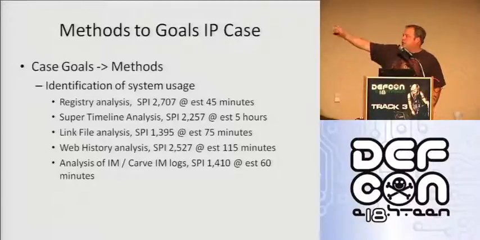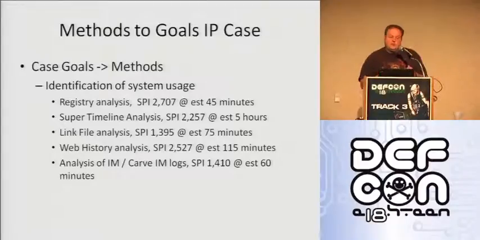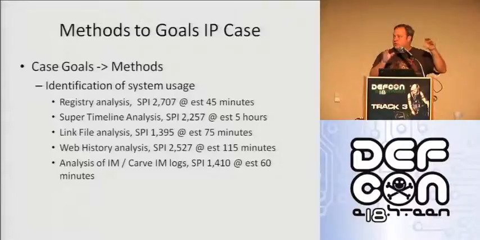So as you can see, some of the SPIs that I could do with the registry analysis and those types of things were going to happen faster, and they were what you want to do. Because with Super Timeline analysis, you don't touch it until you actually get to the analyst part. You just let it run for 5 hours, and then you look at the results for the time you care about. That was pretty good.